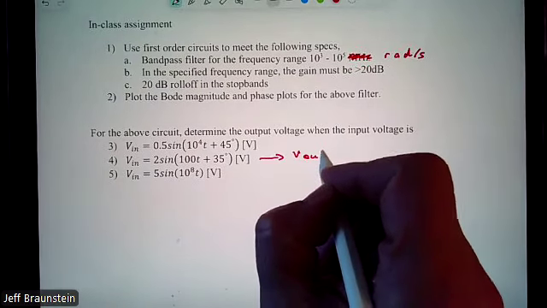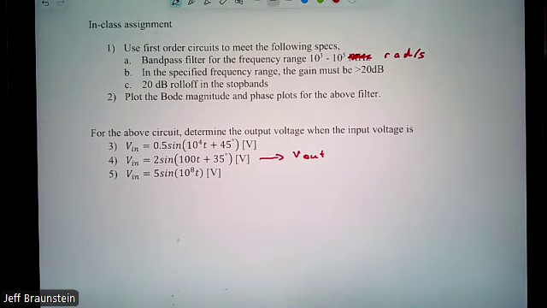So is this going to be on the exam? Reading the Bode plots? Yeah, absolutely.